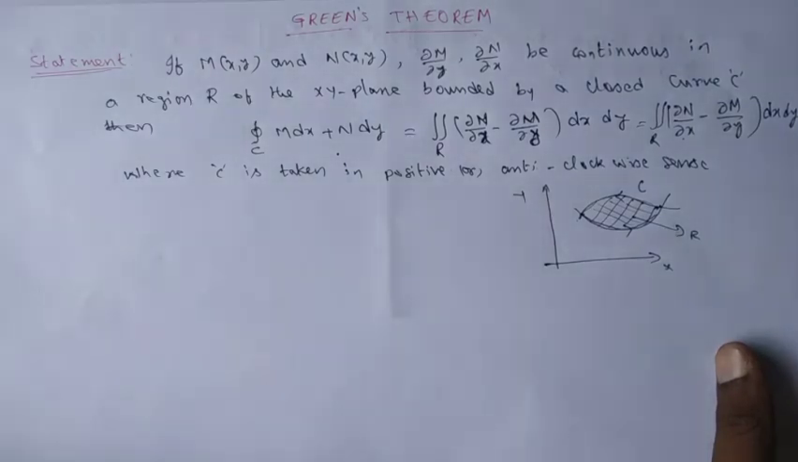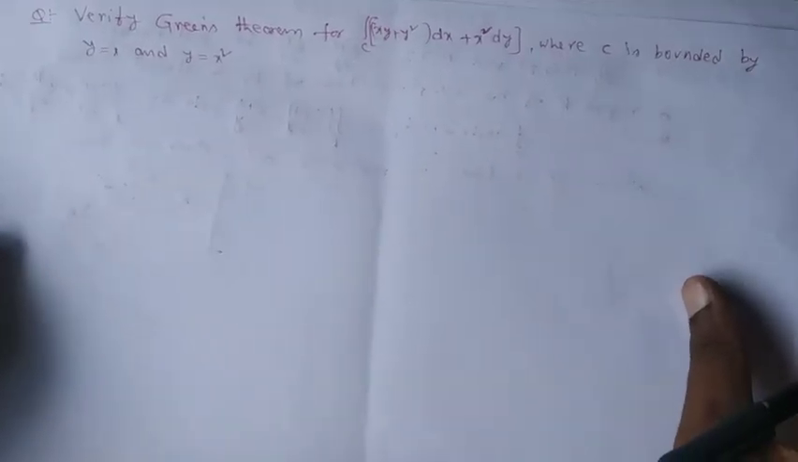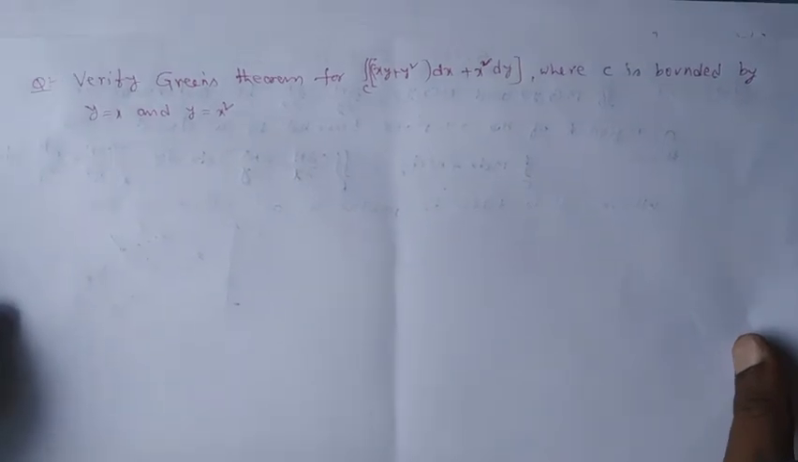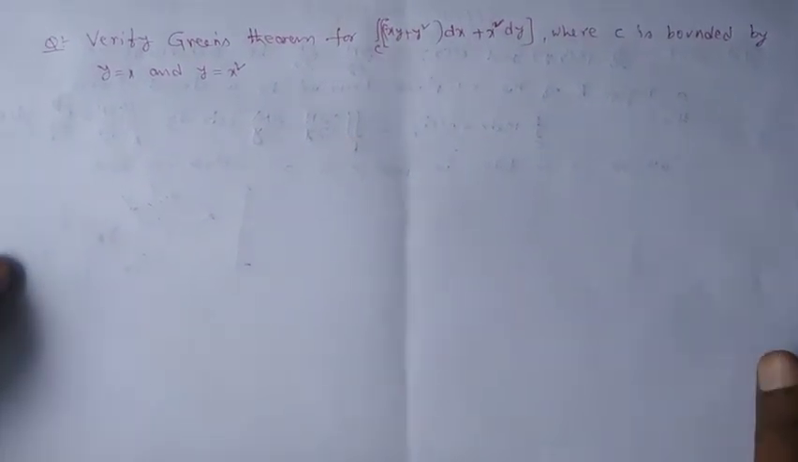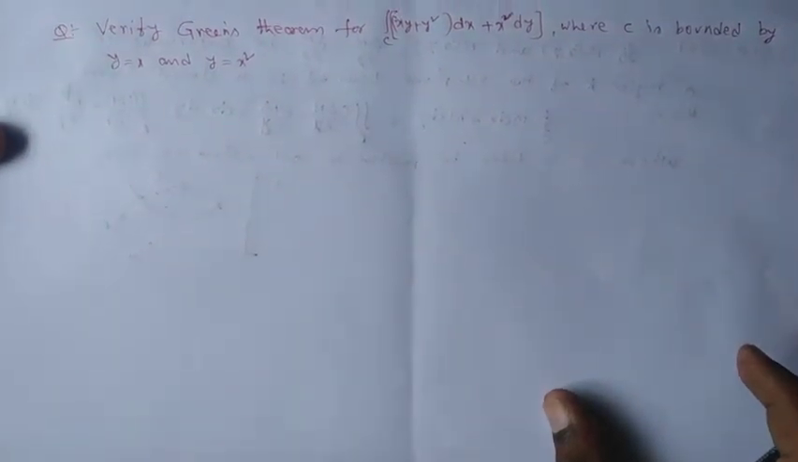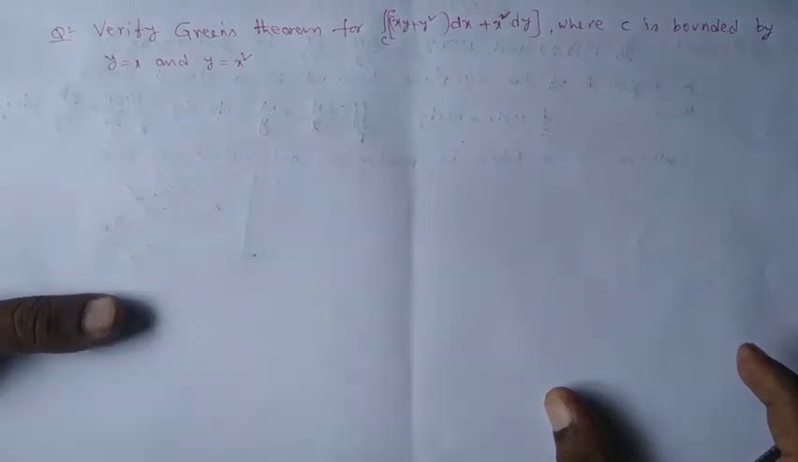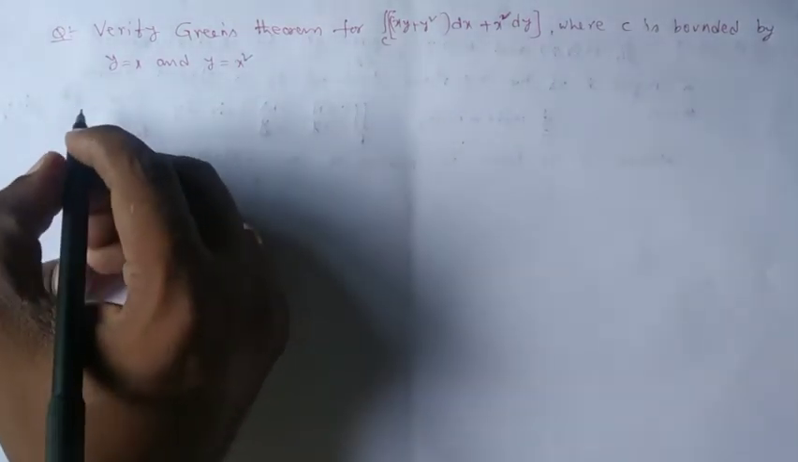There are two types of problems in Green's theorem. One is to verify Green's theorem for a particular integral, and the other is to use Green's theorem to evaluate integrations. Let us solve those two types of problems here. The problem is like this: verify Green's theorem for the integral over C of (xy plus y square) dx plus x square dy, where C is bounded by y equal to x and y equal to x square.